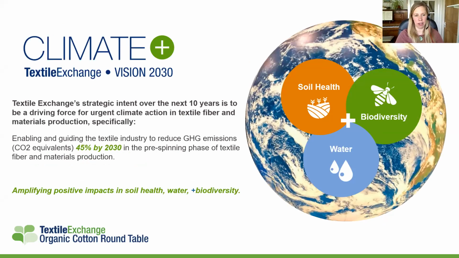Our intent over the next 10 years is to be a driving force for urgent climate action in textile fibre and materials production, specifically enabling and guiding the textile industry to reduce greenhouse gas emissions by 45% by 2030. And that's in the pre-spinning phase of textile fibre and materials production.